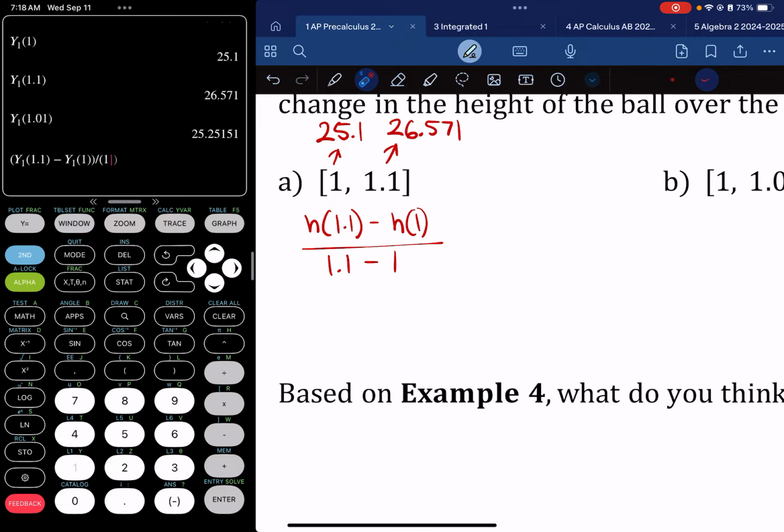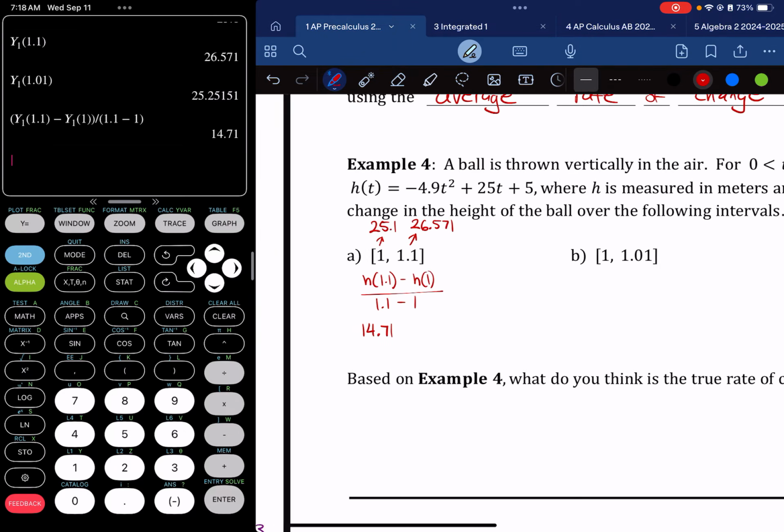And I'm going to do 1.1 minus 1. Yes, you know it's just 0.1, but you can type it in, finish the parentheses, and hit enter. And we get our slope. So our slope here is going to be 14.71. So I'm curious, do we need to worry about units here?